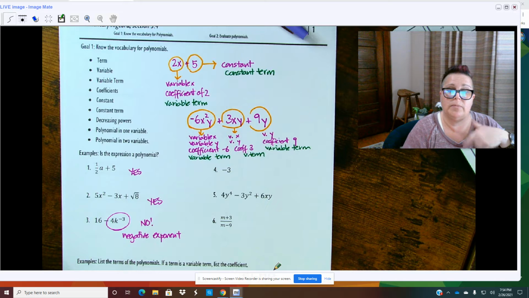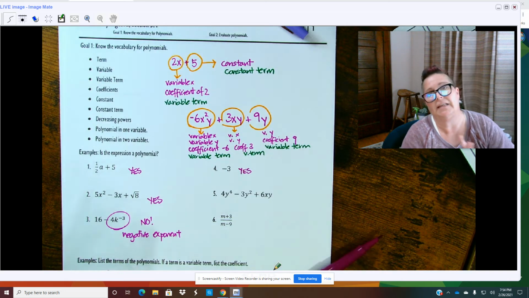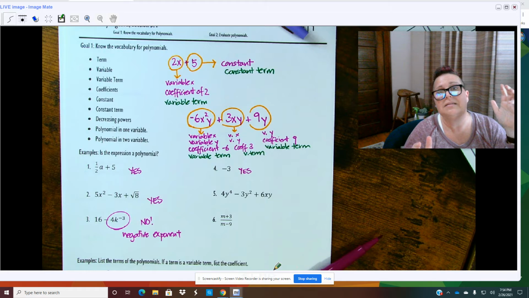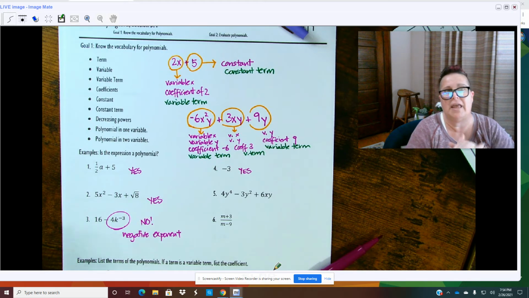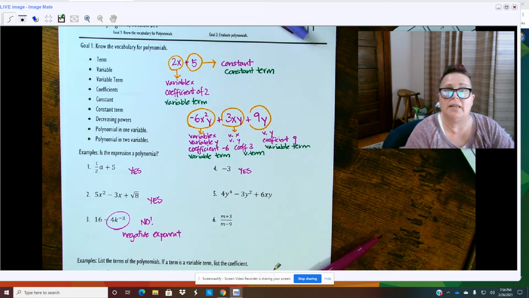If we look at problem number 4, is that a polynomial? Well, yes. By all definitions, that is a polynomial. It's not a big polynomial. It's not the best example of a polynomial, but it is a polynomial. It doesn't have any letters or variables in denominators. So that works. If we look at problem number 5, is that a polynomial?